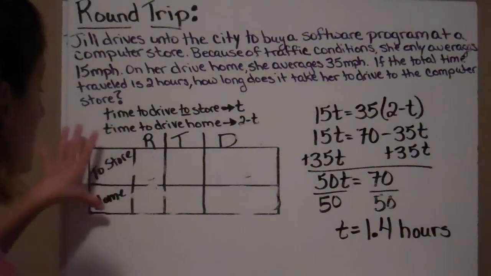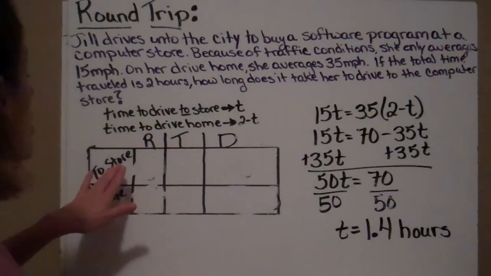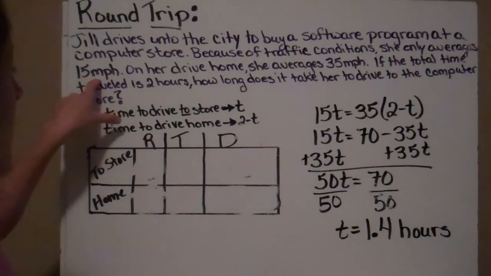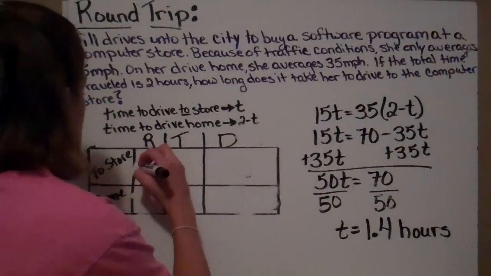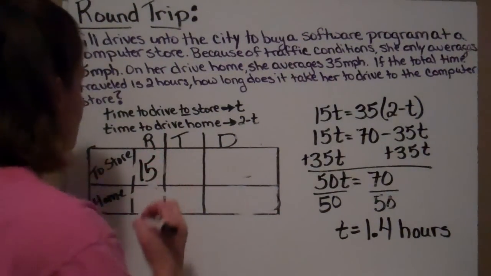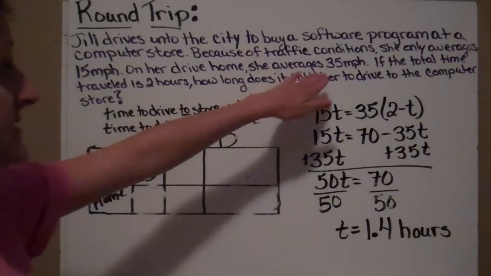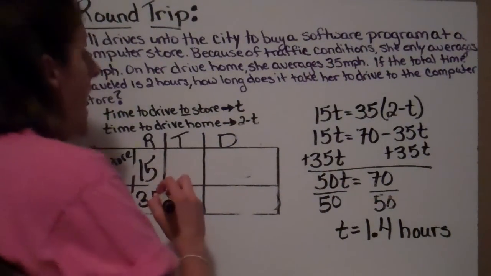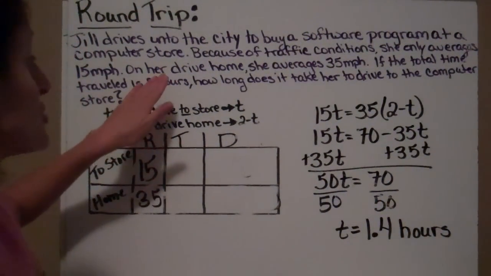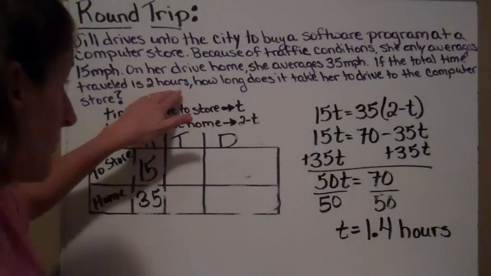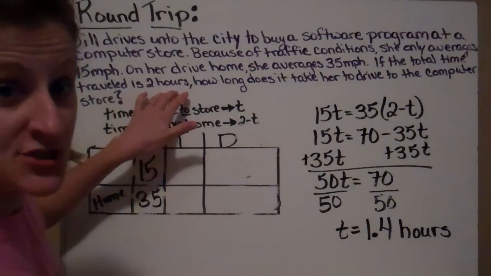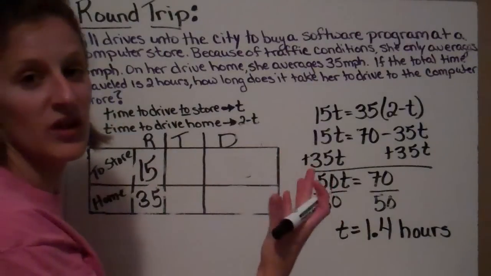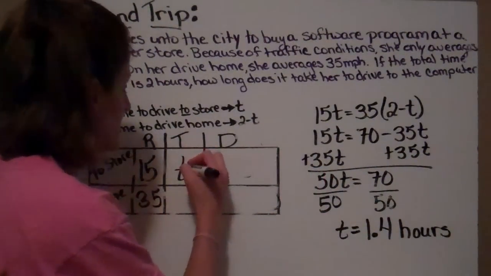Okay, set up your table just like this. Going to the store, it says that I traveled at 15 miles per hour. So I put 15 for my rate. Now home, it says I did 35 miles an hour. I know my time, it says the total time is 2 hours. Now if the total time's 2 hours, let's say we'll put to the store because that's really what we want to look for. I'm going to set that as T.